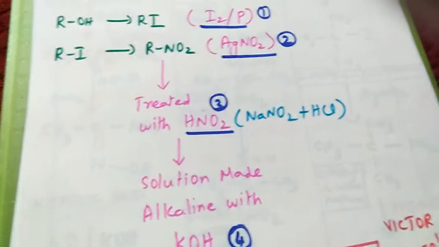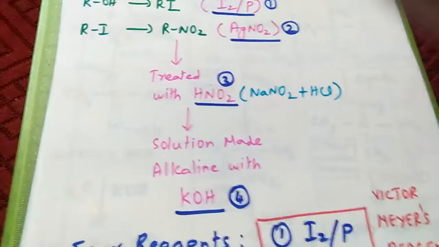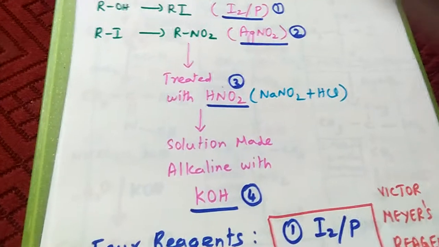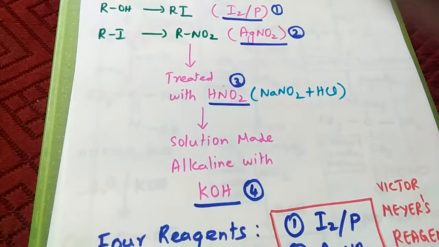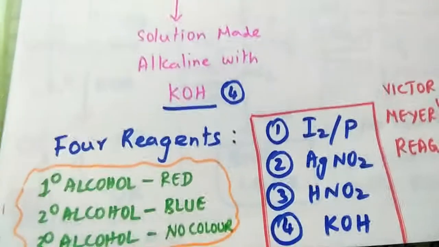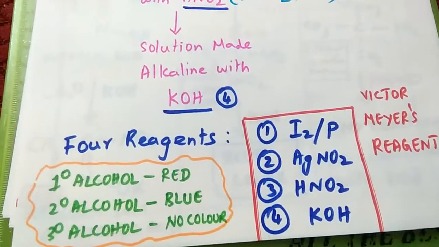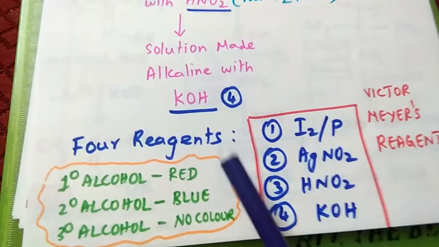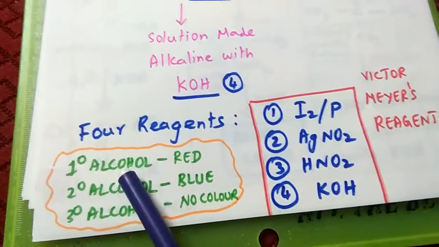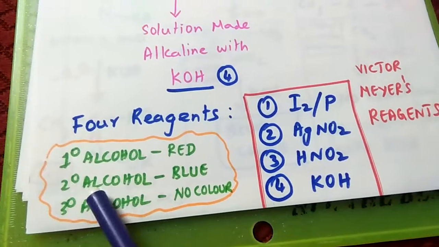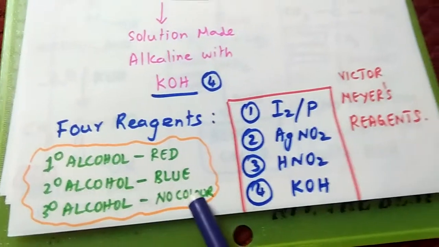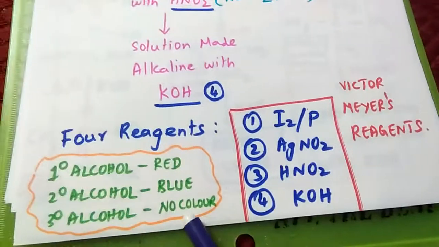So with the primary alcohol, what is the color change? In both Victor Meyer's as well as Lucas test, there is a physical change, and the appearance will change instantaneously. So it is a very easy method of distinction between primary, secondary and tertiary alcohol. The primary alcohol gives red color and secondary alcohol gives blue color with Victor Meyer's reagents, and tertiary alcohol will not show any particular coloration.